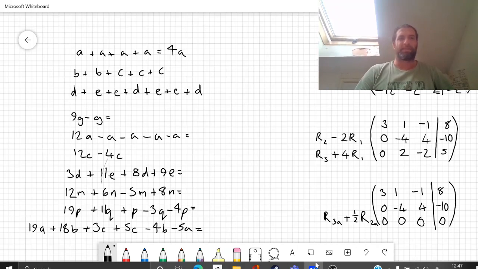We have B plus B, which is just 2B. There's no more B's left in there. And you've got C plus C plus C. So that's plus 3C.